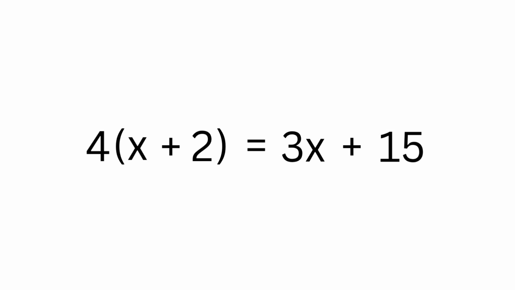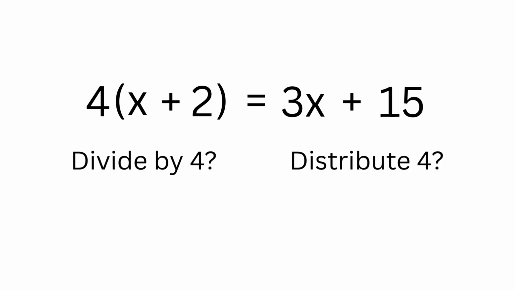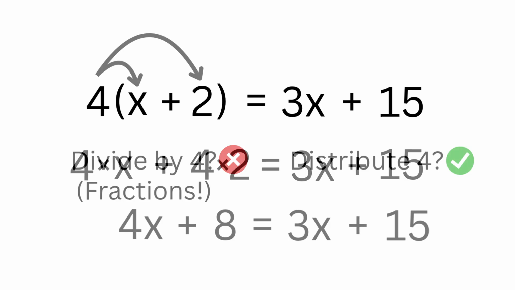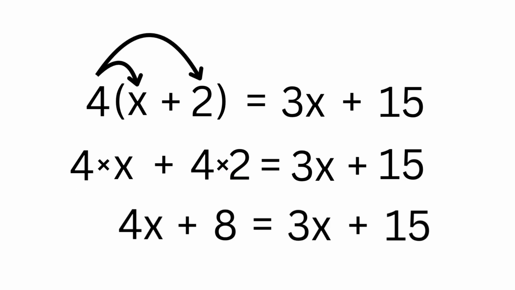Let's test your decision making on a third equation. 4 times open parenthesis x plus 2 close parenthesis equals 3x plus 15. Should we divide by 4 first or distribute? Look at the right side. 4 doesn't divide cleanly into 3 or 15. So dividing first traps us with fractions. We distribute. 4 times x is 4x. 4 times 2 is 8. Now we have 4x plus 8 equals 3x plus 15.